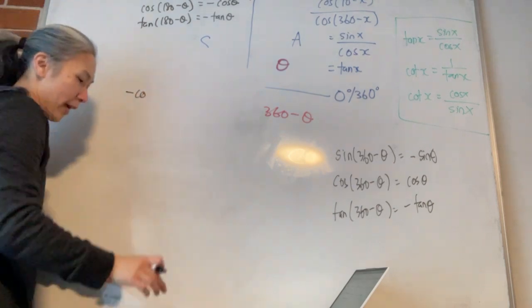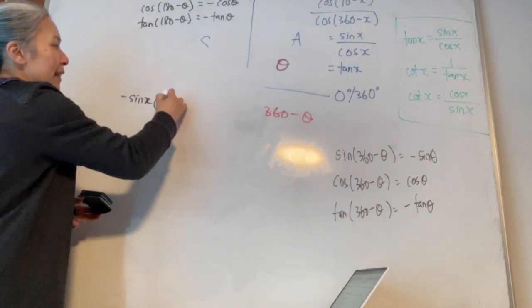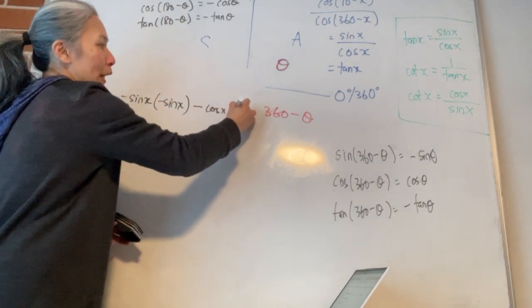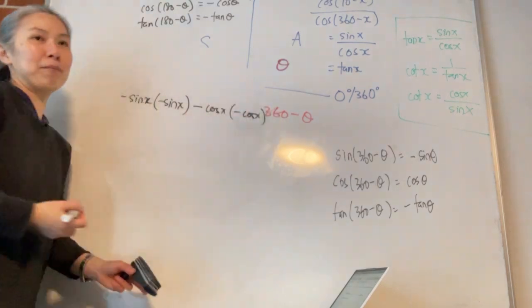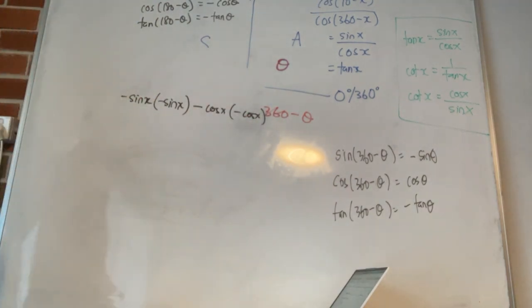So you are going to have minus sine x times it by minus sine x, right? And minus cos x times it by minus cos x. Make sure you know this is a negative cos x, it's not a minus cos x.